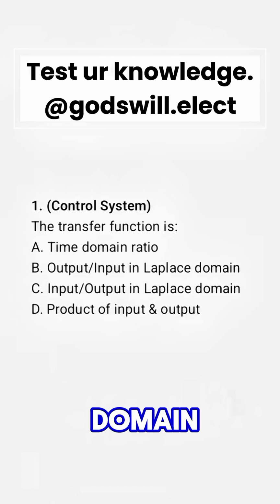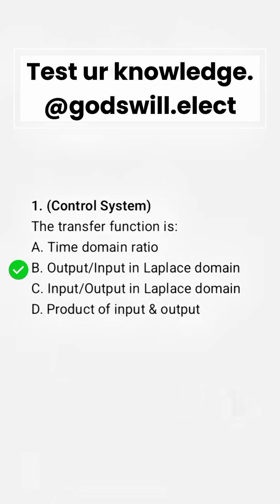Time-domain ratio. B. Output over input in Laplace domain. C. Input over output in Laplace domain. D. Product of input and output. Correct answer: B. Question 2.